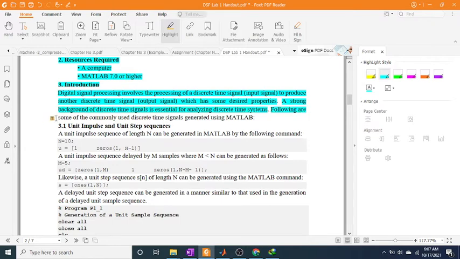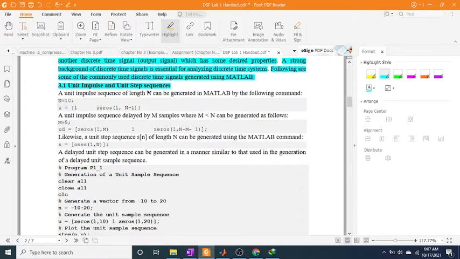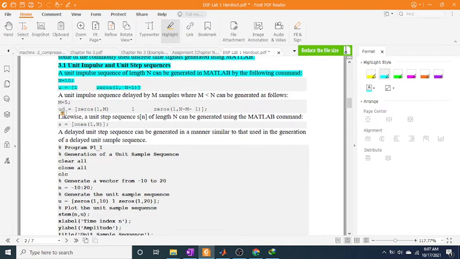A strong background of discrete time signals is essential for analyzing discrete time systems. Following are some of the commonly used discrete time signals generated using MATLAB. 3.1 Unit impulse and unit step sequences. A unit impulse sequence of length N can be generated in MATLAB by the following command. N = 10; u = [1 zeros(1,N-1)]. A unit impulse sequence delayed by M samples, where M = 5: ud = [zeros(1,M) 1 zeros(1,N-M-1)].